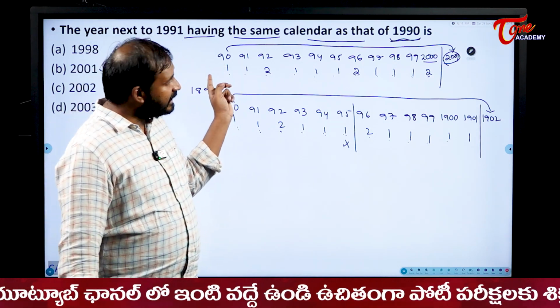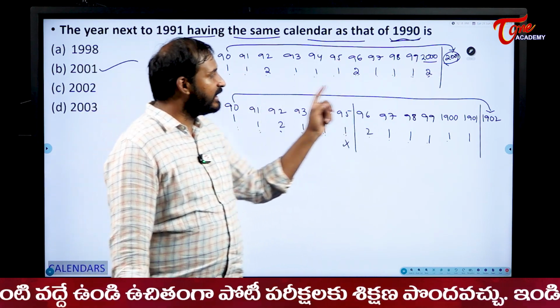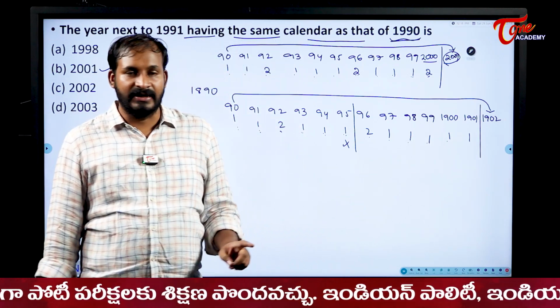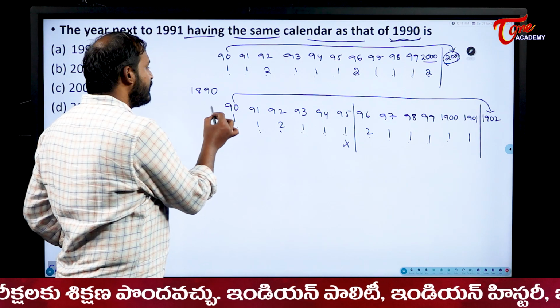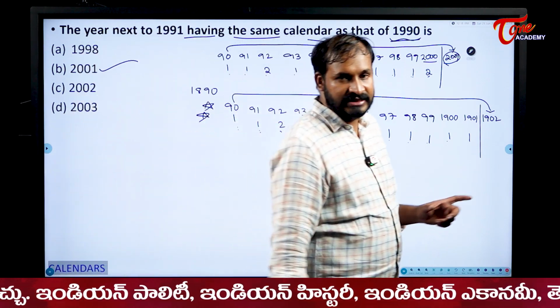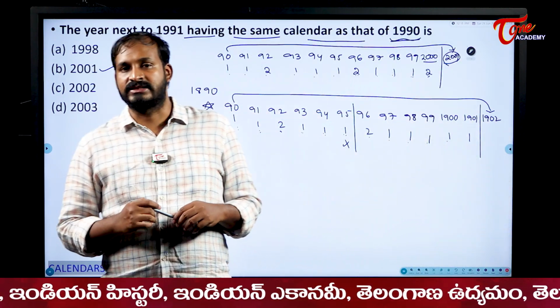See, the 1990 calendar can be used in 2001. But the 1890 calendar cannot be used in 1901. The reason is 1900 is not a leap year. That is the reason I told you, please be careful with these centuries. When you are heading to the centuries, nearing the centuries, please try to get the answer in the traditional method itself.